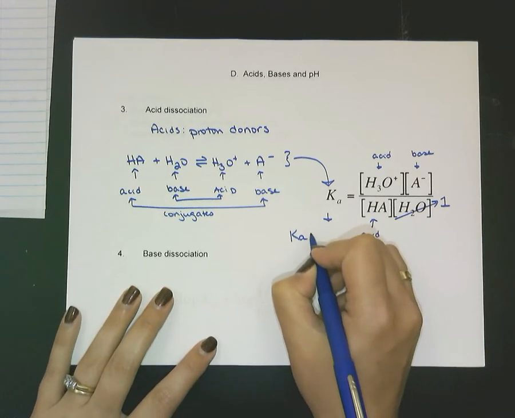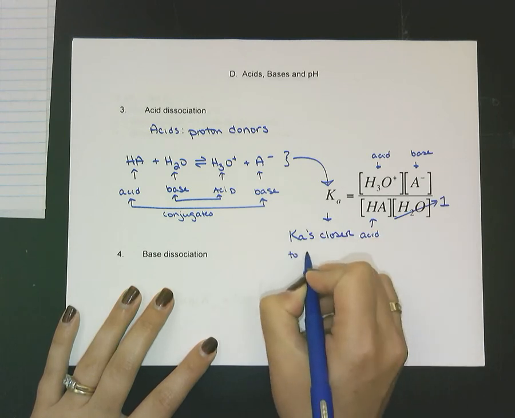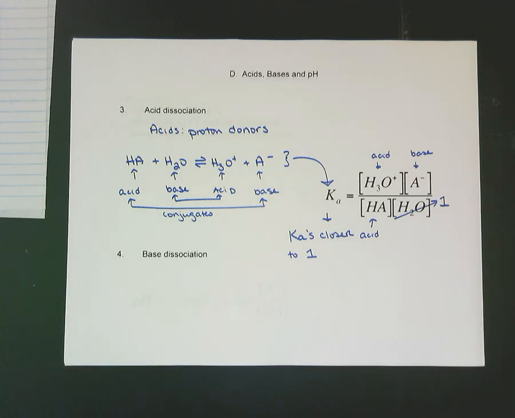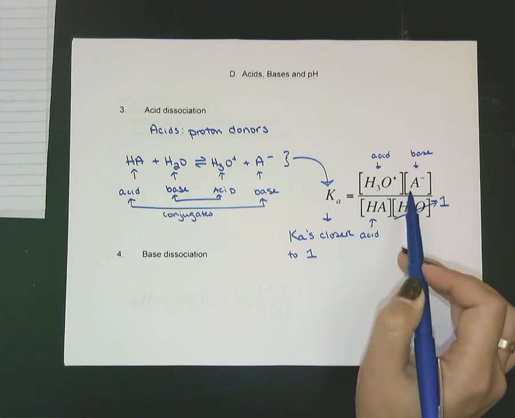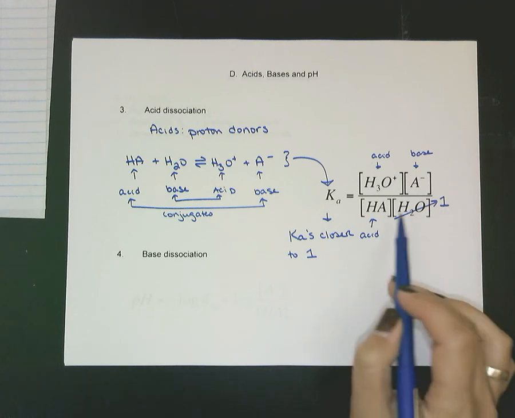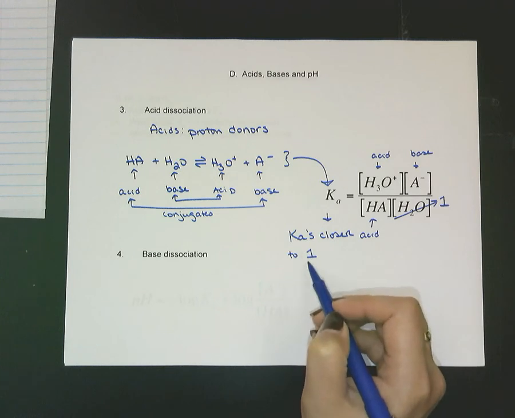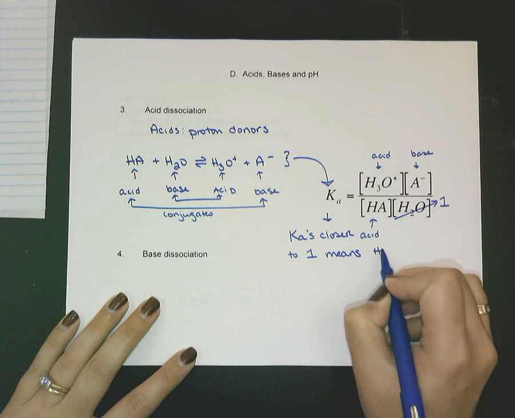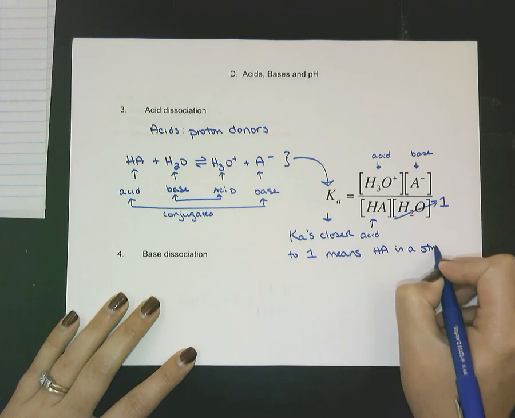So Ka's closer to 1. If they are closer to 1, what does that mean about this ratio of top to bottom? If Ka was 1, what would the ratio of top to bottom be? It'd be at equilibrium, they'd be equal, top and bottom equal to each other. So if they're closer to 1, that means HA is a strong acid.